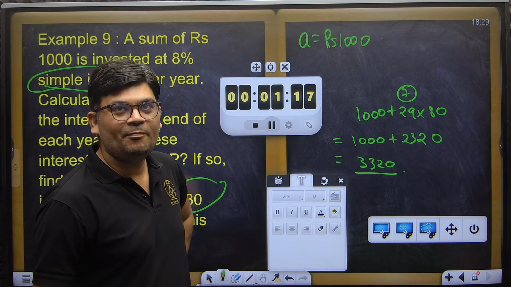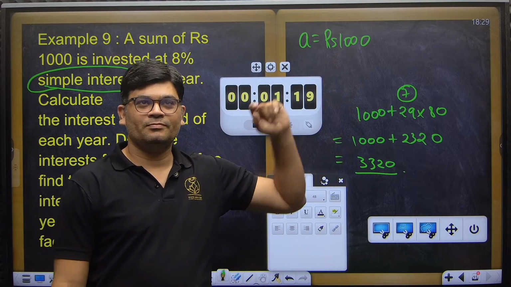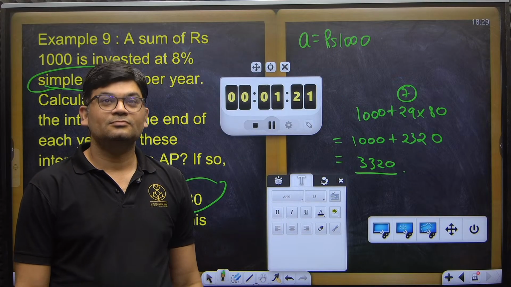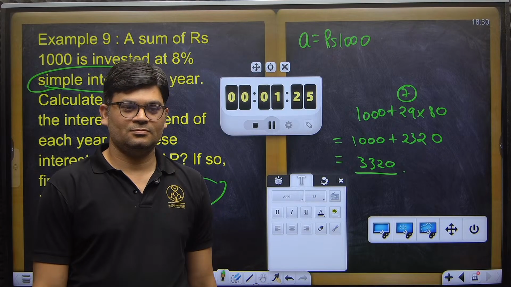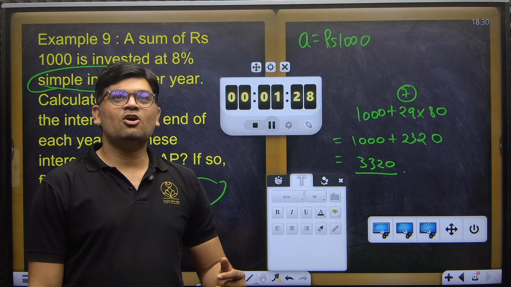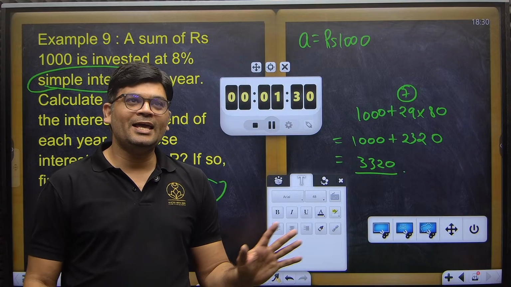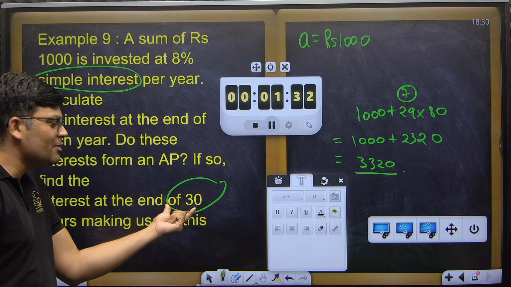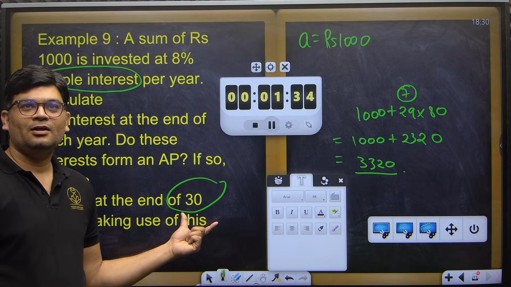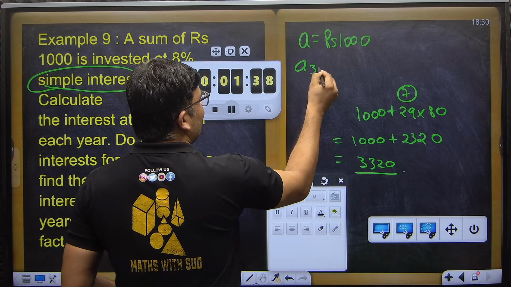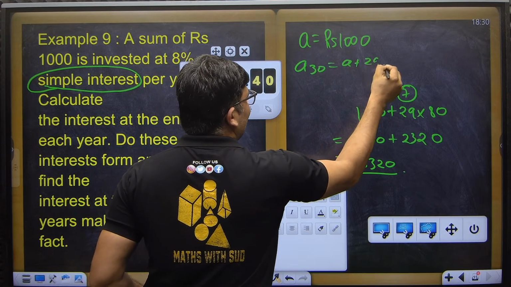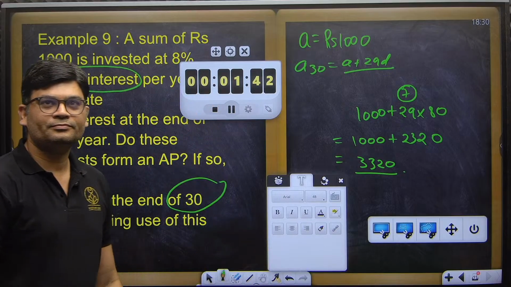We are learning AP. Tell me, what is the first term? 1,000. What was the common difference? 80. Everybody told me 80. I agreed on that. Which term have we been asked? 30. So what is a30? Tell me, is it not A plus 29D? Is it not A plus 29D?